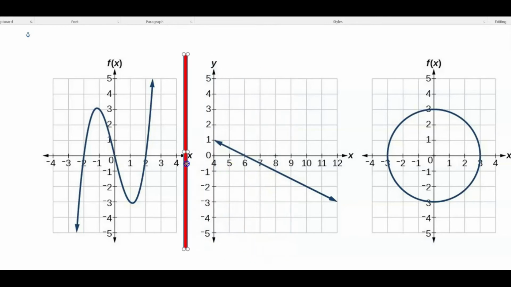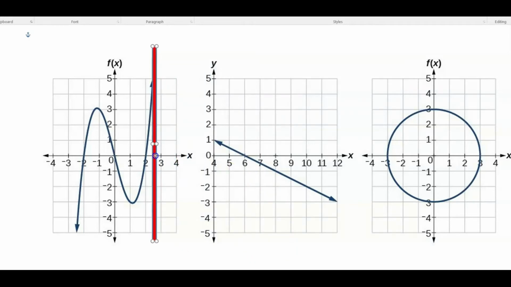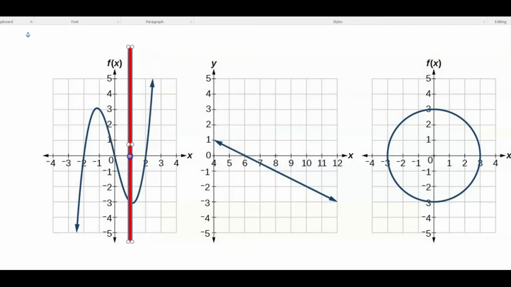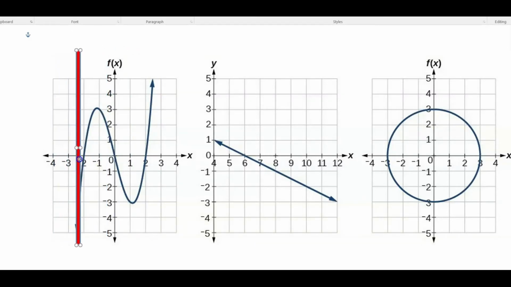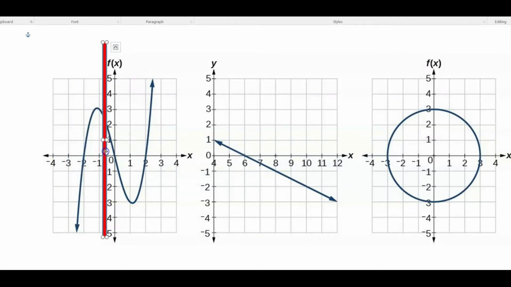Now if you look at the graph on the left, it has some curve to it, but as I go from left to right or right to left, it only crosses at one place all the way across. There's only one place that it's going to cross. What I mean by that is, looking at this vertical line right here, it only crosses the graph in one place.